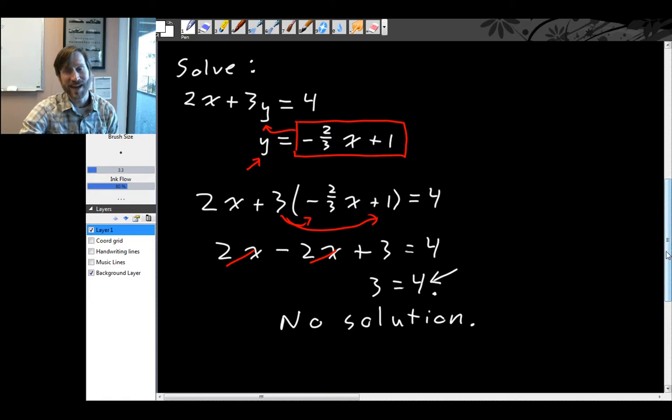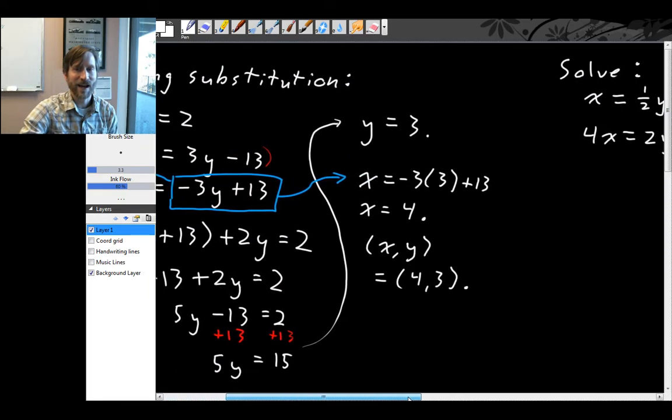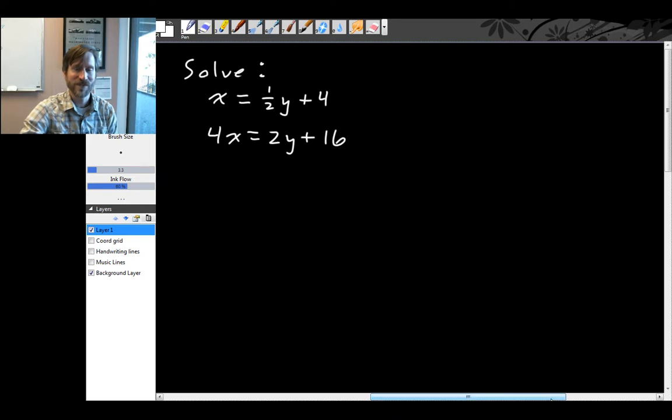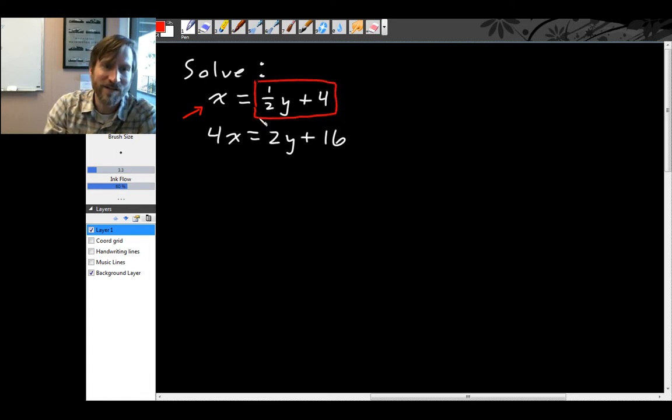So it's possible to get exactly one solution, like with our first example. It's possible to get no solutions, like this second example. Let's look at a third possibility. So here's another system of equations. One of these two equations has already been solved for one of the variables. This first equation is already solved for x, so we can take what it gives us for x and throw it into the other equation and see what happens.